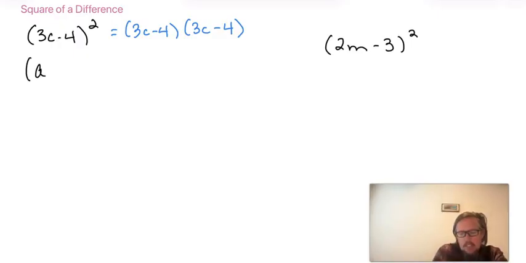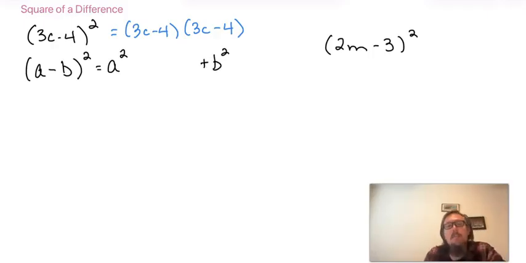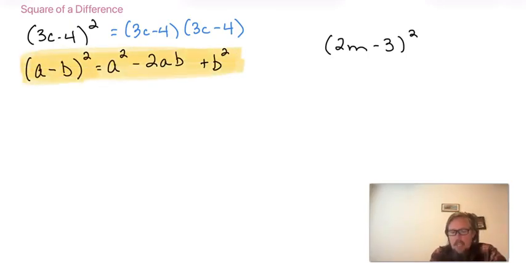The shortcut looks like this. If you have two terms that are being subtracted and squared, the shortcut looks like this. You take the first term and you square it, and you have the last term and you square it with a plus sign. In the middle, you do the exact same thing you did for the square of a sum, except with the square of a sum, you added 2 times a times b, and with the square of a difference, you subtract 2 times a times b.